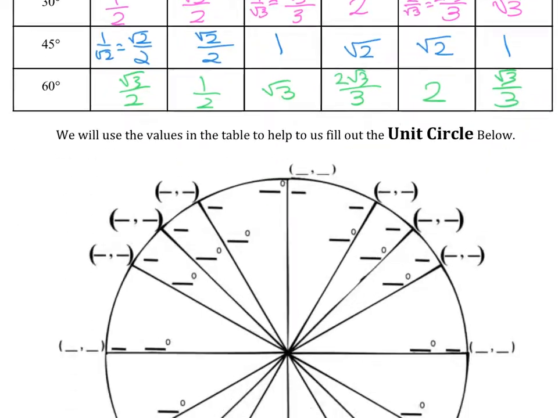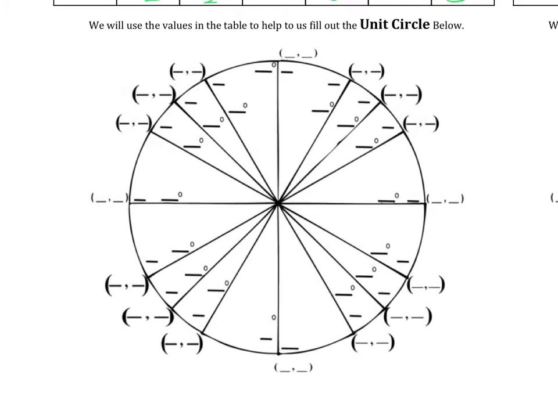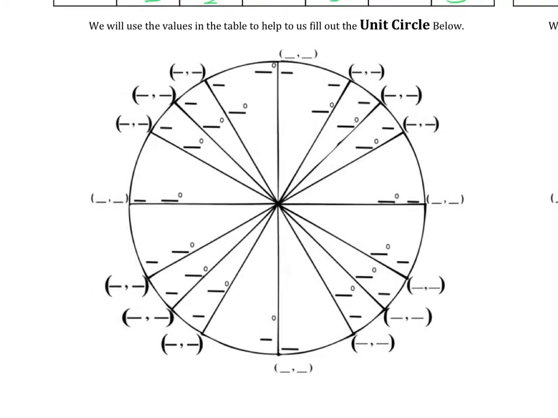So looking at these values, we're going to fill in the unit circle. And so these are the values that you really need to memorize. There's a certain piece of it that you can memorize, and then you can figure out the rest from there.